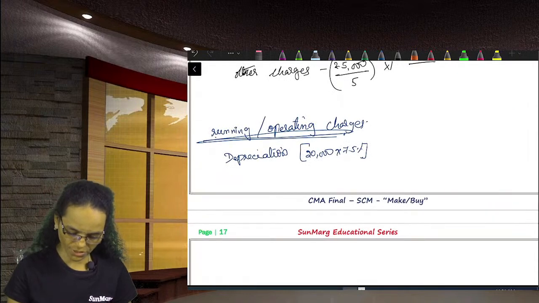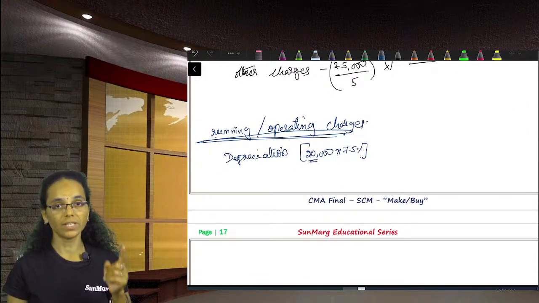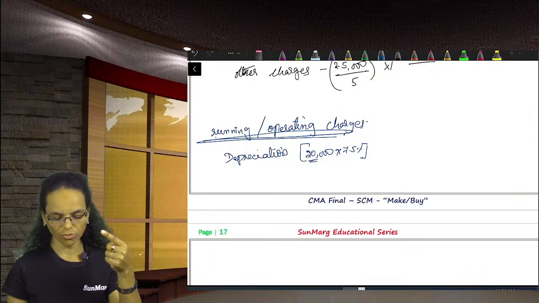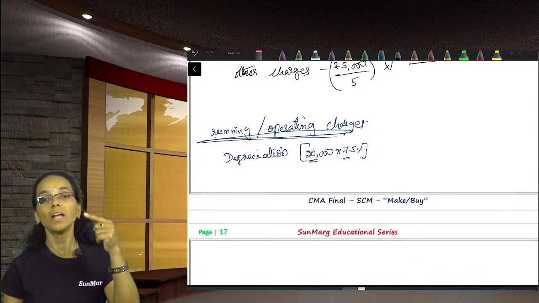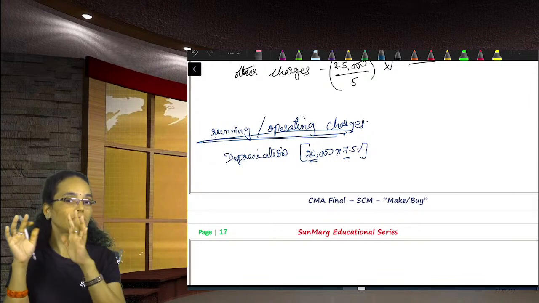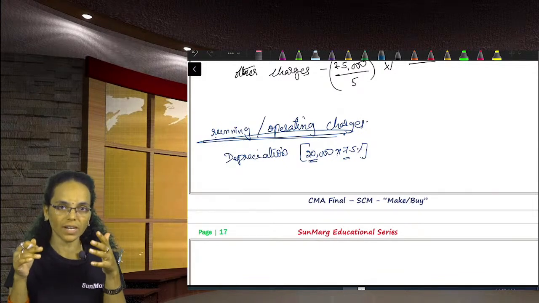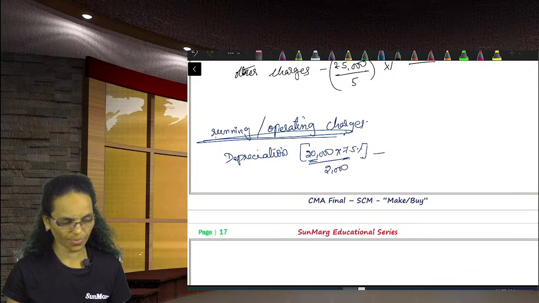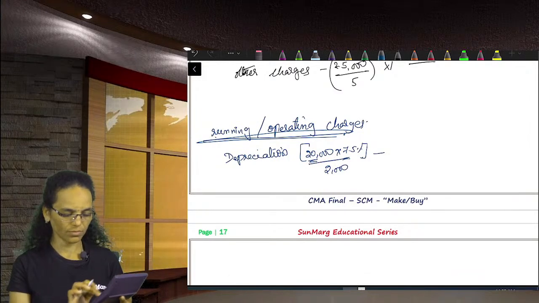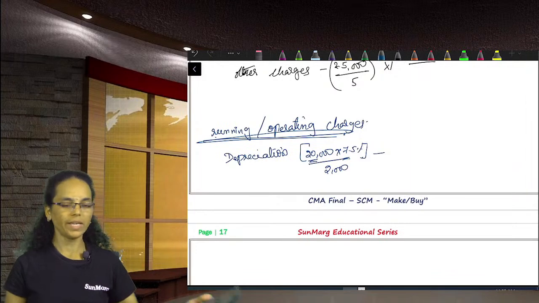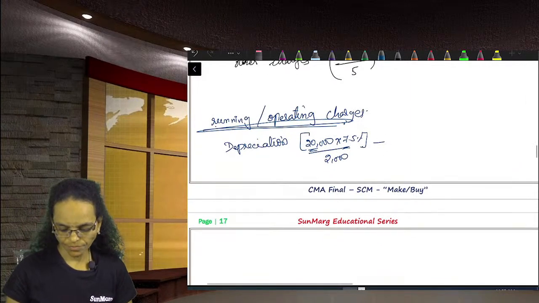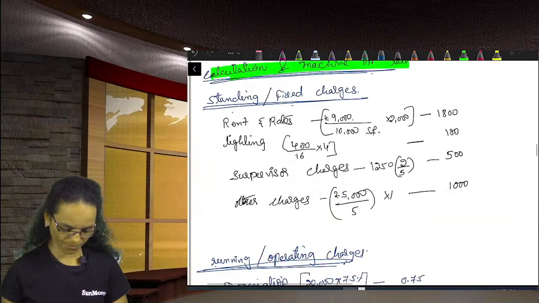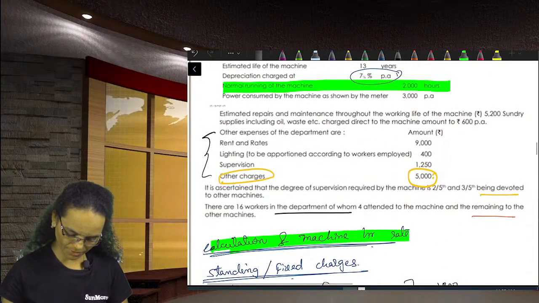So depreciation: 20,000 is the cost of the machine, 7.5% is the depreciation rate. So we got to know the depreciation for the year. In a year, how many hours are we running this? We are running this particular machine 2000 hours. Getting my point? It is 0.75. Yes. Depreciation element is done.